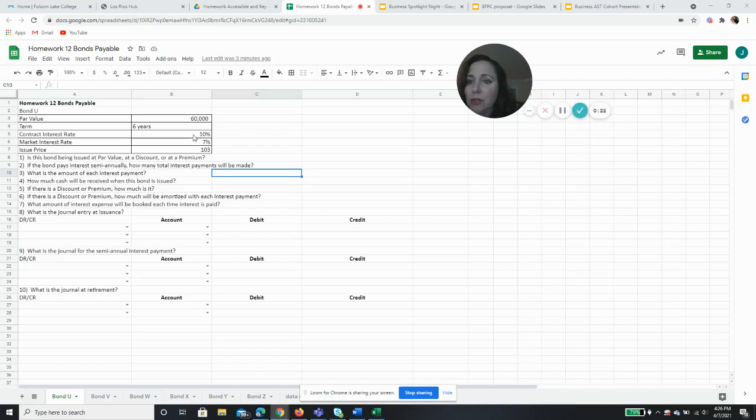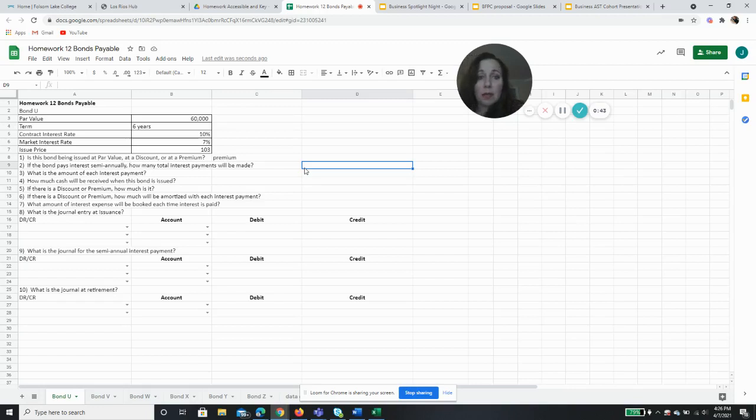Well, the contract interest rate is higher than the market interest rate. That indicates a premium. Also, the issue price is over 100%, so that also indicates a premium. So I'm going to say premium. If the bond pays interest semi-annually, how many total interest payments will be made?